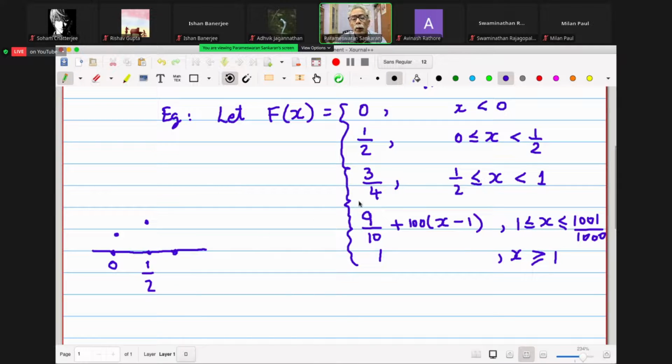Now where is the next one? It stays 3/4 until 1, so this is like 1, I suppose, and then there's a jump. At 1 it becomes 9/10, maybe here somewhere, and then there's a steep increase up to the point where you hit 1, and from then onwards it just stays 1. This is your function. This is not drawn to scale, but this is how it looks.